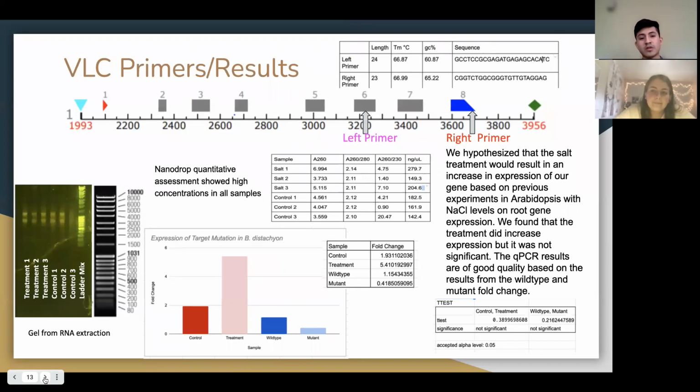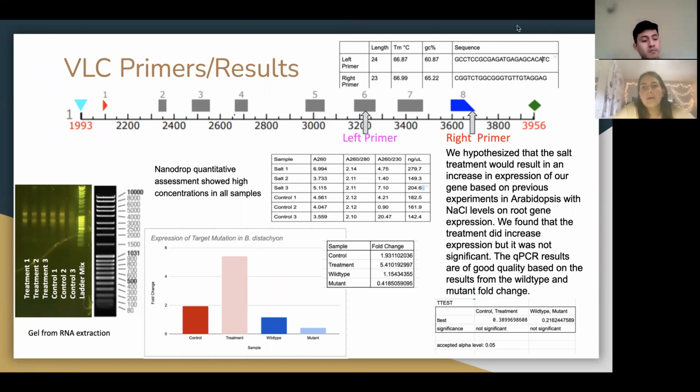So once we collected the stem and leaf, we did RNA extraction on all 6 samples. After that, we ran them through nanodrop to make sure there was nucleic acid present. As you can see from our results, there was. And after that, we ran all our samples, both 3 treatments and 3 controls, through a gel to make sure that there were 2 bands present. And these 2 bands present means that our RNA was intact.